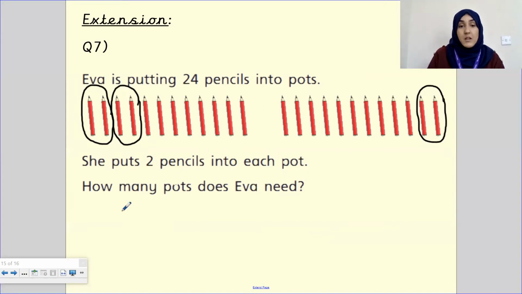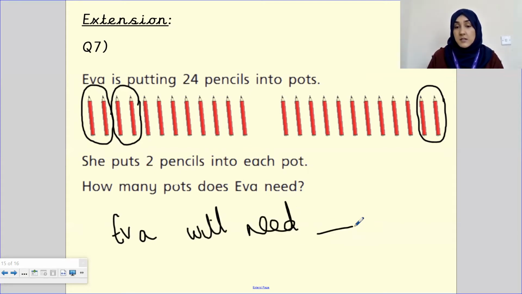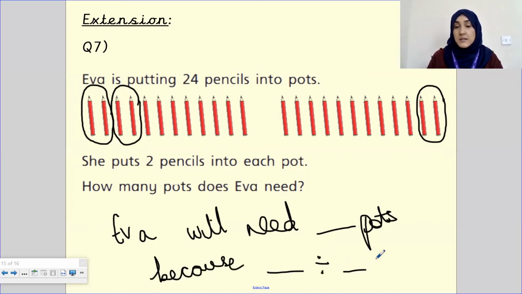Now, when you write the answer, please write it like this. Ava will need pots because, then I want you to write the division number sentence, divided by something equals something. So if you are completing this question, please complete your answer like this with the division number sentence.